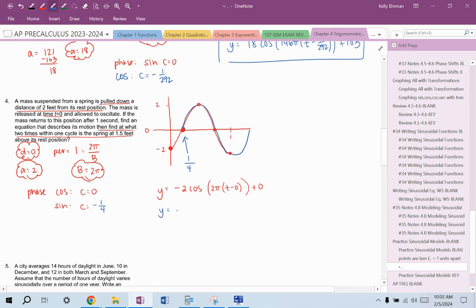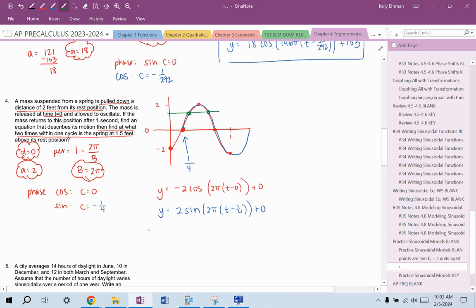And then starting here, it's a positive sine curve. So 2 sine of 2 pi times (t minus 1/4) plus 0. So those are 2 options for describing the motion. And then find at what 2 times we hit 1.5 feet. So say 1.5 is right here. It's asking us to find these 2 points.